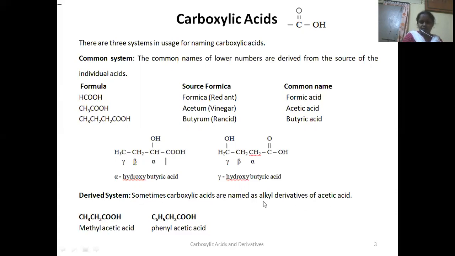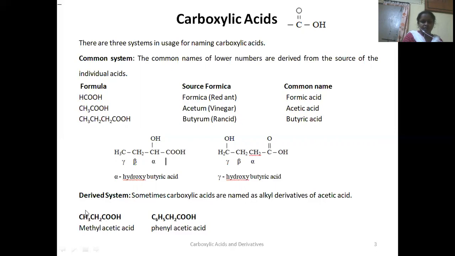See, alkyl derivatives of acetic acid means if the hydrogens of acetic acid are substituted with alkyl, they are known as alkyl derivatives of acetic acid. Okay. For example, see here CH3, CH2, COOH. What is acetic acid? See this structure here, CH3, COOH. Now see this structure here, CH3. See, one hydrogen is replaced with CH3.